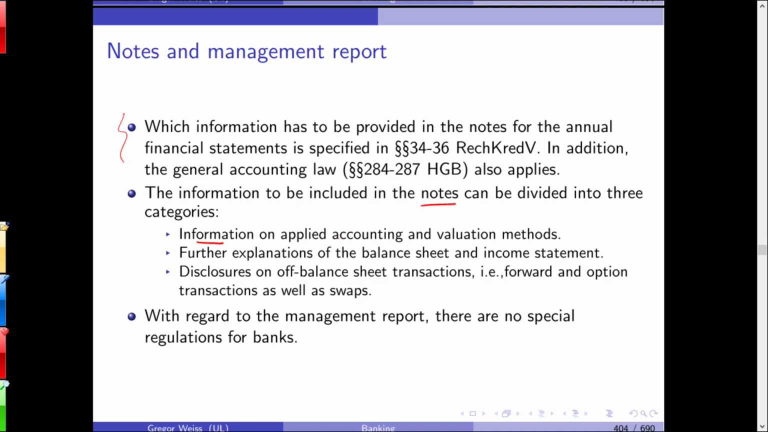Then there's another law, German law, that requires information on risk management. That's the so-called KonTraG.